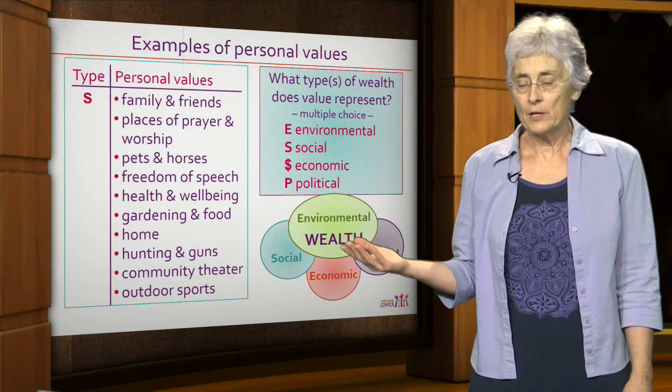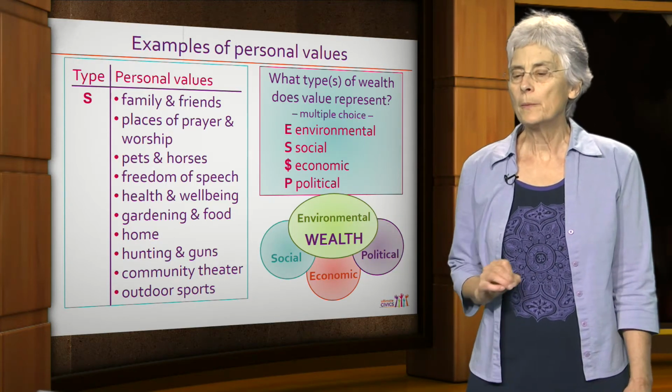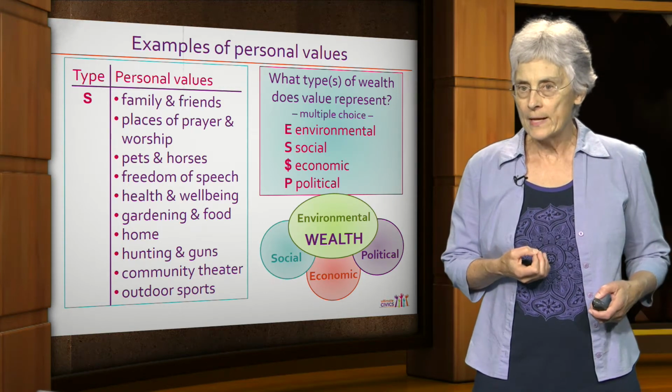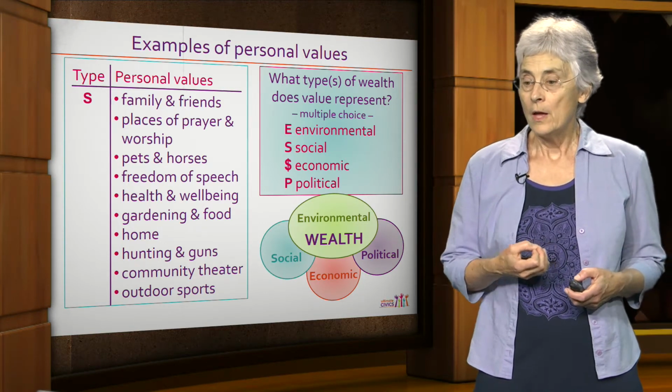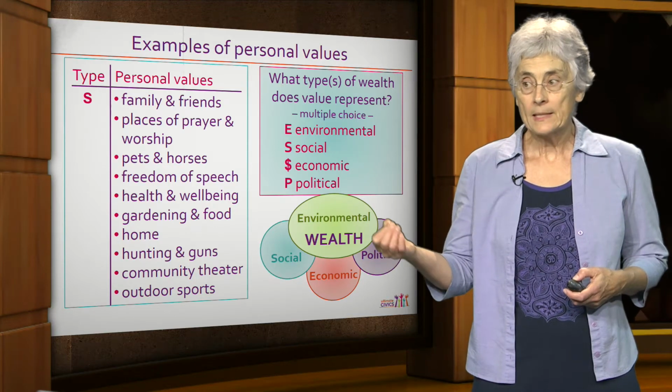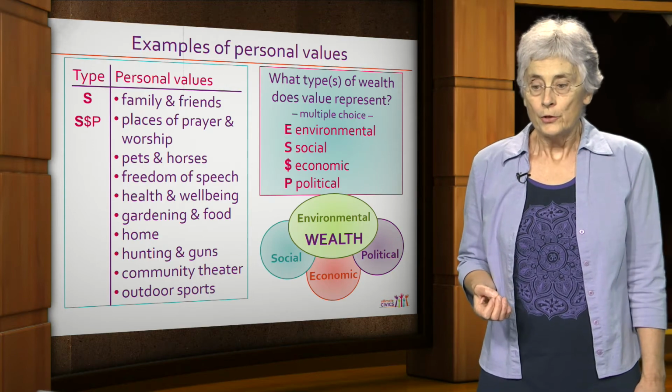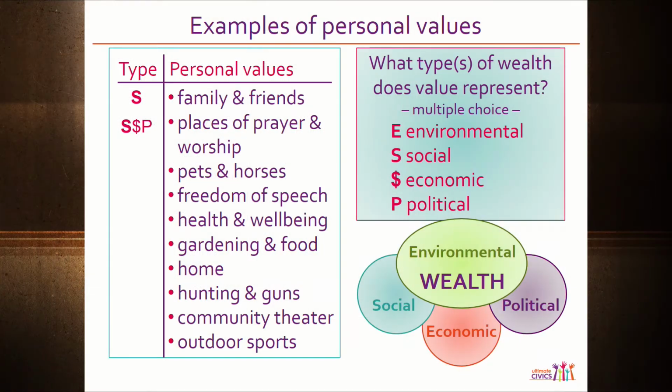So family and friends is social wealth. Places of worship and prayer. Again, that's a place where we gather, where we see friends, so it's definitely social wealth. People might describe it as economic. People might describe it as political as well. So there's just an example.